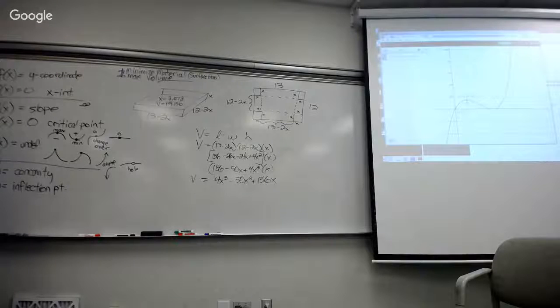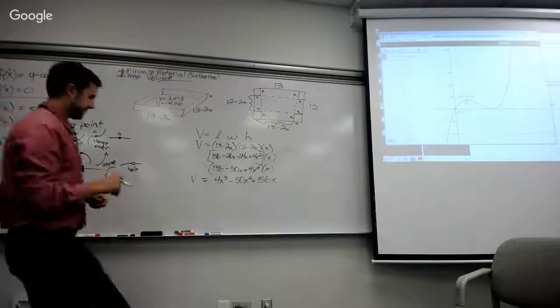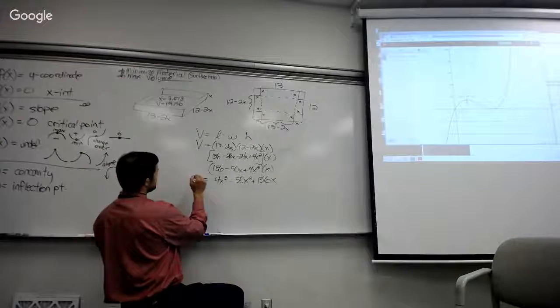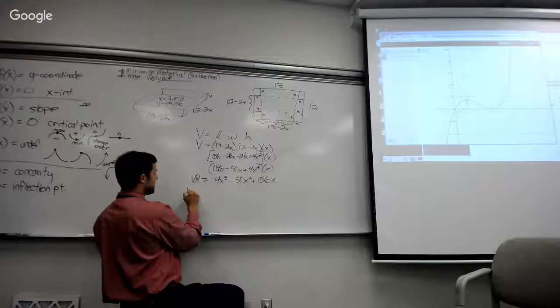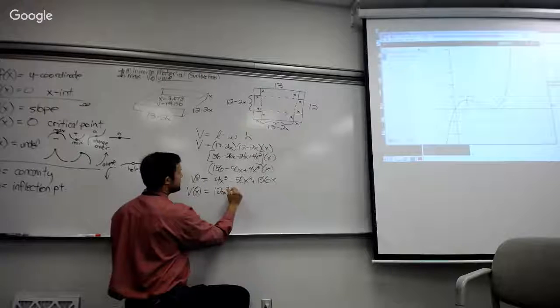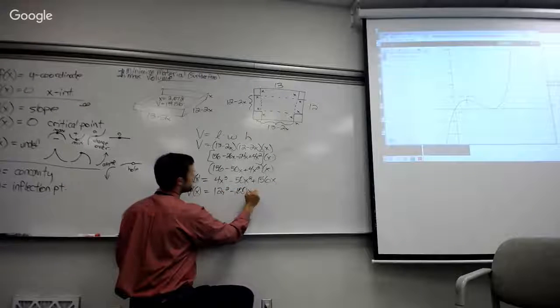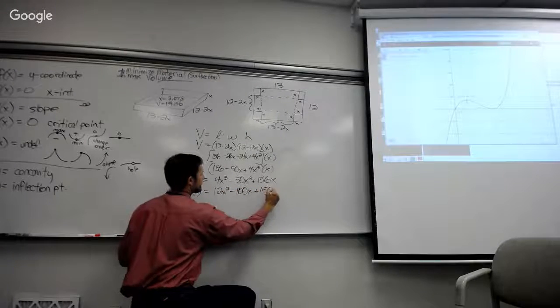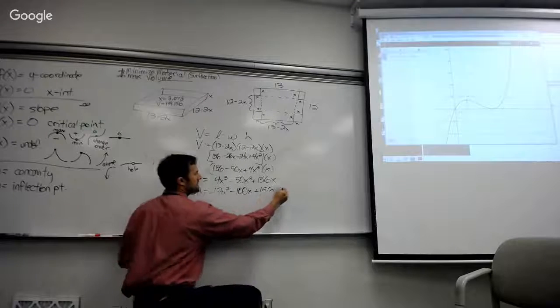Now it's just a polynomial, and we can take the derivative using the power rule, much easier. So we take the derivative, and if this is v of x, we're going to write v prime of x now. And so that'll be 12x squared minus 100x plus 156. And we have to set that equal to 0.